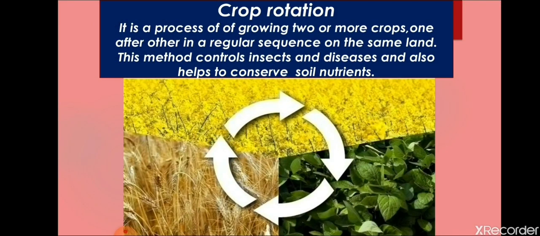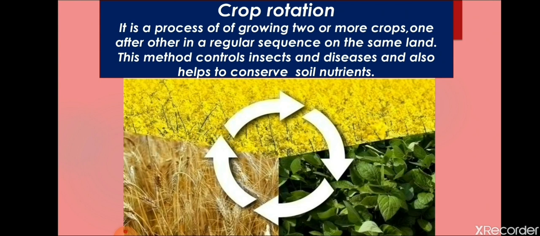Crop rotation. All of us know that if we regularly grow a crop in the field, the fertility of the soil decreases. So to improve the fertility of the soil and to follow practices so that the fertility of the soil does not reduce, we use crop rotation. That means in 1 year we can grow different crops. Like you can see in the example, in 3 seasons we have to grow crops.